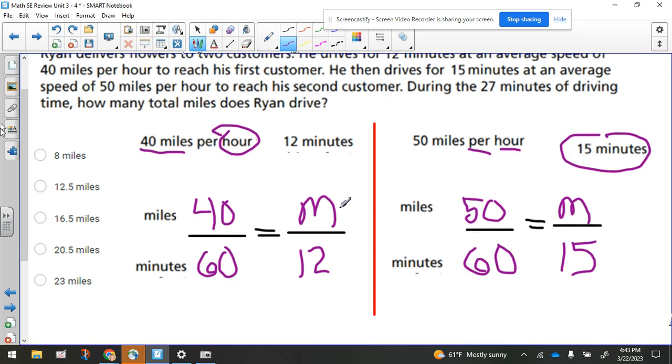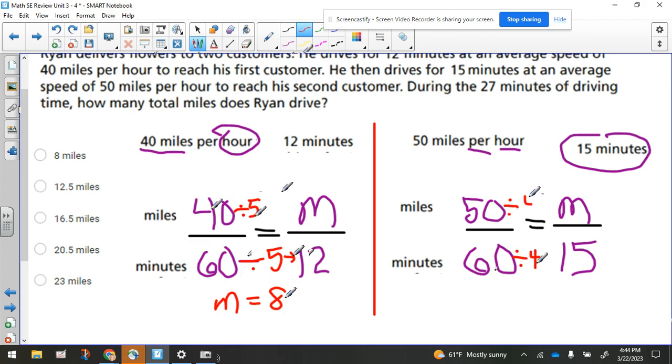So let's solve for m for this left proportion. To do that, we might take advantage of the fact that if we divide this by 5, that would equal 12. And because 5 is also compatible with the 40, we should take advantage of that. 40 divided by 5 would give us 8. So in this situation, we're talking about 8 miles. All right, over here, 60 is compatible with 15. 60 divided by 4 equals 15. So we need to do 50 divided by 4 to get how many miles that would be.